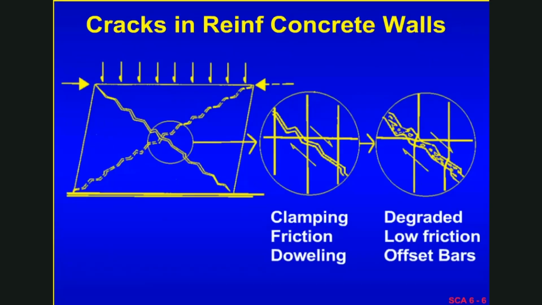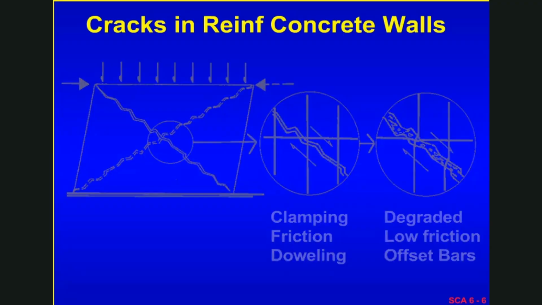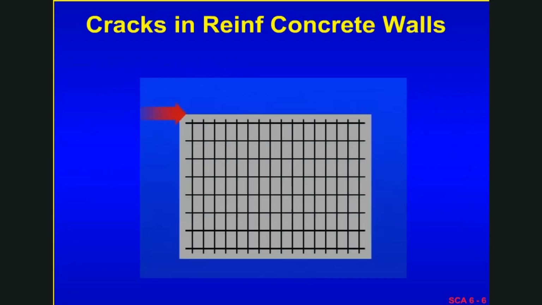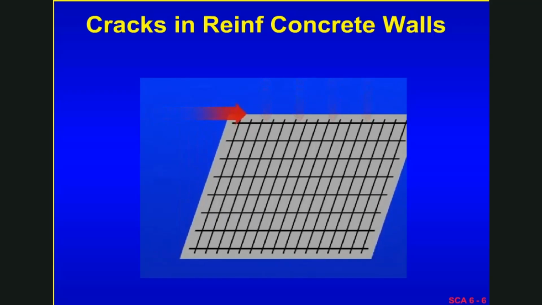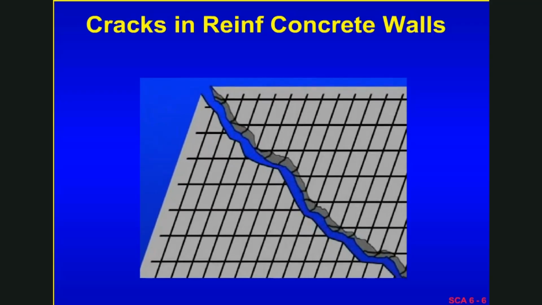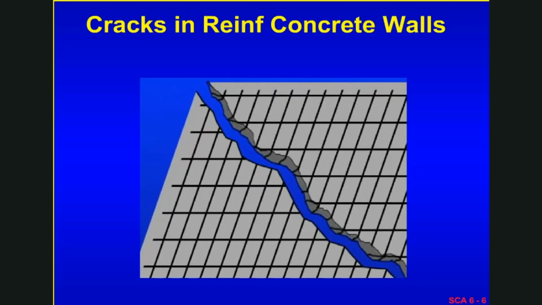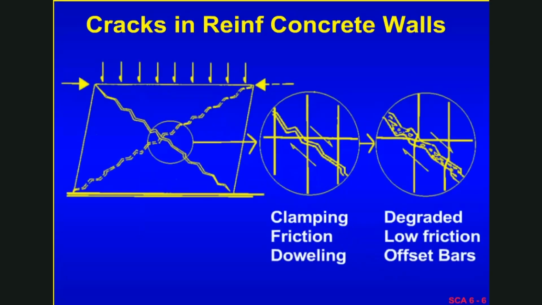in the wall. In the case of a reinforced concrete wall, where we know there's reinforcing, we get the clamping action of the weight of the wall on the jagged surface of the crack. There's also friction, and there's also the fact that the rebars stick through the crack and form little dowels. In cases where the wall has degraded, we'll almost be able to see through the crack. There'll be low friction, and the bars may be offset, and so in that case, one would make a different judgment as to the risk involved.